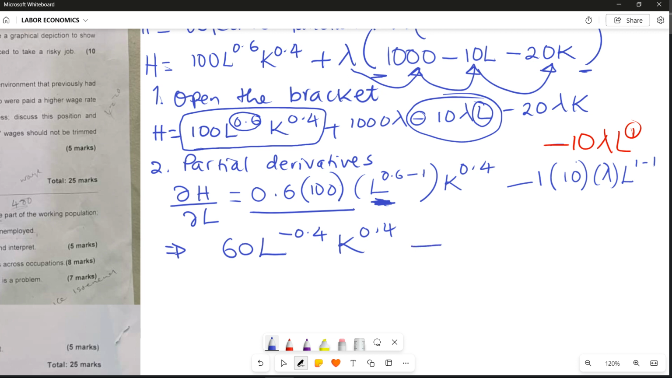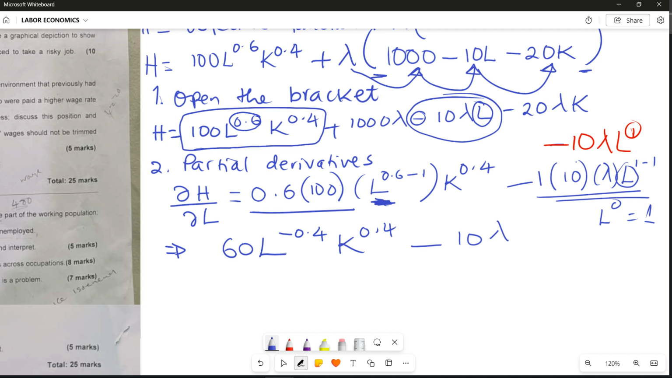Then minus. Let's deal with this part. We have minus 10 times lambda. Now look at labor. Our labor is raised to the power 1 minus 1. L to the power 0 is just a 1. So please write this: anything raised to power 0 is equal to 1. Therefore, L to the power 1 minus 1 is the same as L to the power 0, and L to the power 0 is a 1. Even if it's 1 billion to the power 0, the answer is a 1.